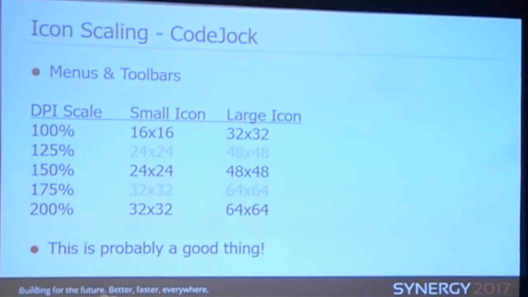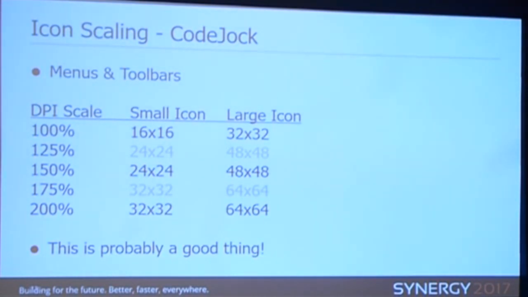So let's look a bit more in detail how the DPI scaling is applied in the CodeJock controls. These are the icon sizes that are actually applied by the CodeJock controls. And you'll see it's a little bit different to the sizes returned by the Windows API. At 125%, if we go back to one of the earlier slides, Windows would return 20 by 20 pixels as the size of the small icon and 40 by 40 for a large icon.